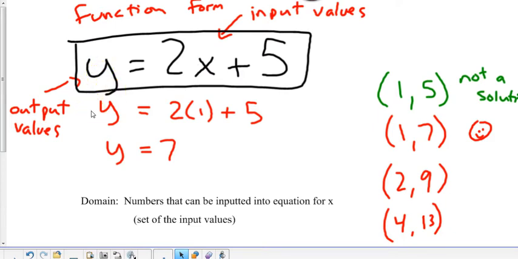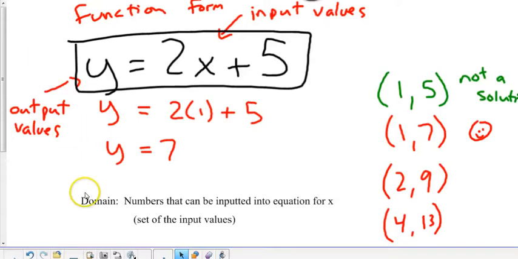So we put numbers in for x, so they'd be the input values, and I get numbers out for y, or output values. When I have an equation that's y equals something times x plus something, in other words, y is solved, y is by itself, we can say that this is in function form, because I'm going to be able to put one number in for x, and I will get one number out for y. So they'll have that one-to-one relationship.